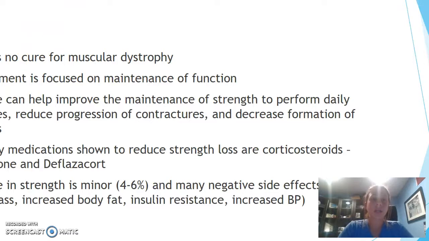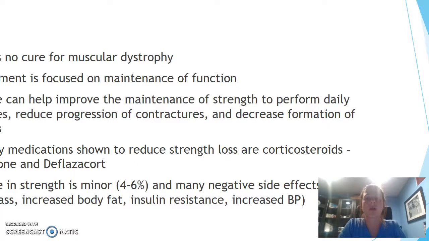So management and medication: there is no cure for muscular dystrophy, unfortunately. So management is the main focus. We are focused on maintenance and function. Exercise can help improve the maintenance of strength to perform daily activities, reduce progression of contractures, and decrease the formation of scoliosis.